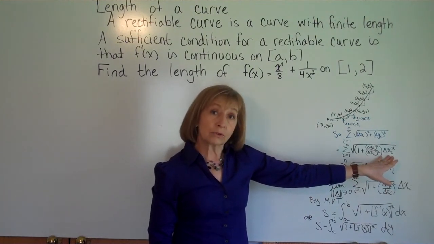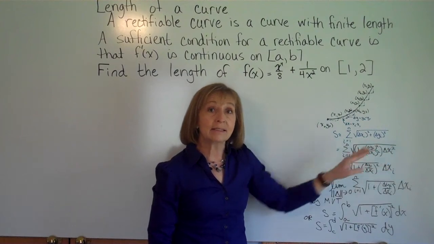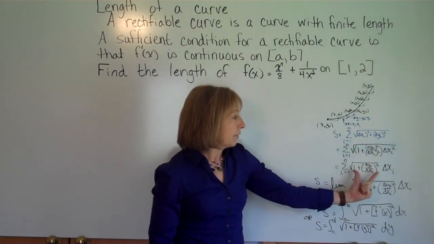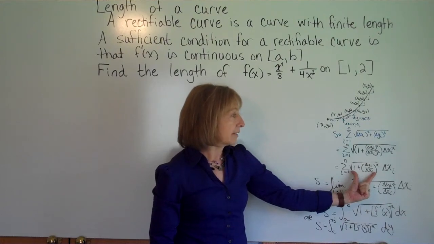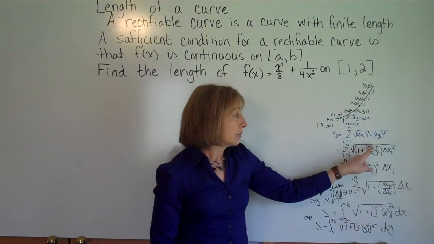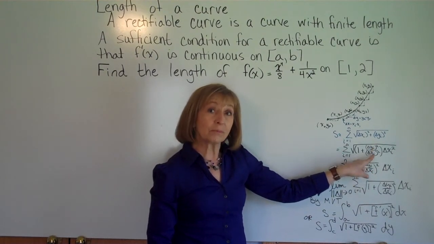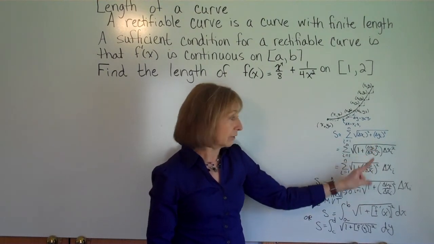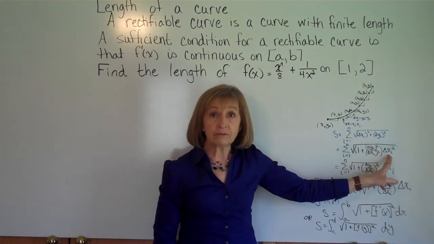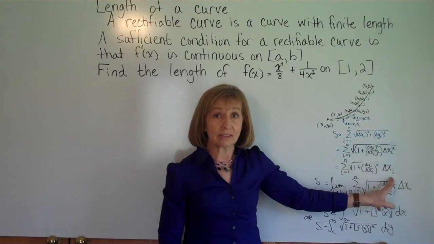Now, the square root of a product is the product of the square roots. So I'm going to keep this first one as the square root of 1 plus delta y sub i squared over delta x sub i squared, but since they're both squared in a fraction, I can write that as the fraction quantity squared. And then I'm going to take the square root of delta x sub i squared, and that's just delta x sub i.